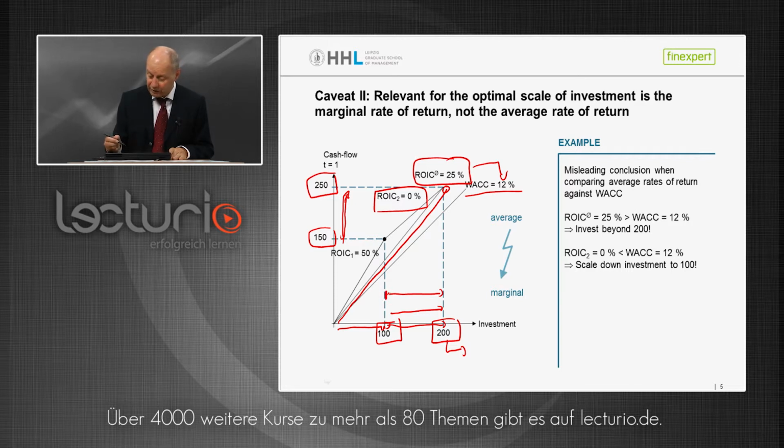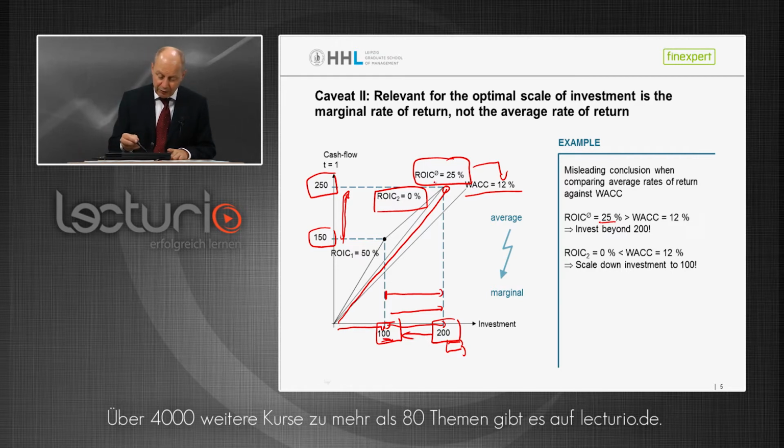So the point is, our average rate of return is 25%, is greater than the WACC, whereas our marginal rate of return, if we are here at the 100, is 0% and is smaller than 12%, and that means we should, instead of packing another 100 investment into this investment opportunity, scale down investment back to 100.